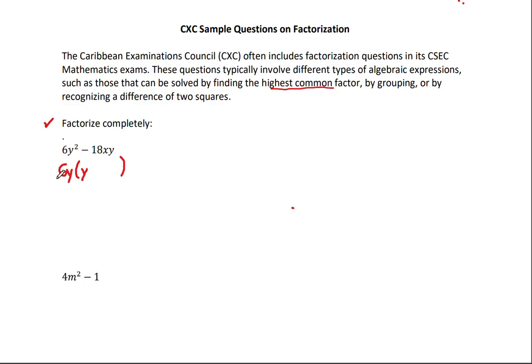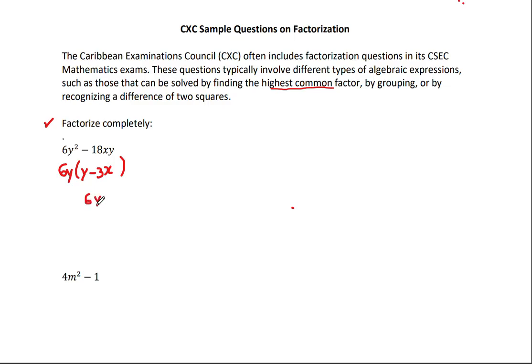Now we need to divide 6y into negative 18xy. 6 divides into negative 18 negative 3 times, because 6 multiplied by 3 will give us 18. y divides into itself once, so the y would cancel, but the x would remain. So that would be negative 3x. So essentially what we have here are the factors 6y and y minus 3x. These are the factors of this expression.